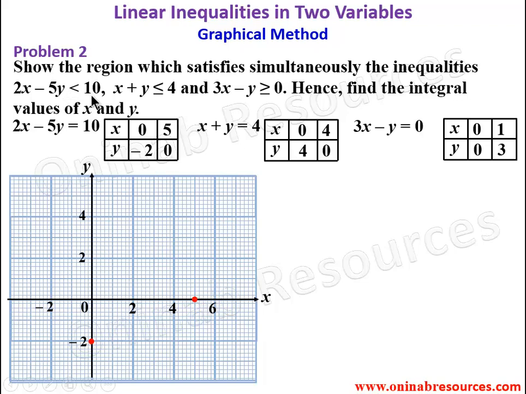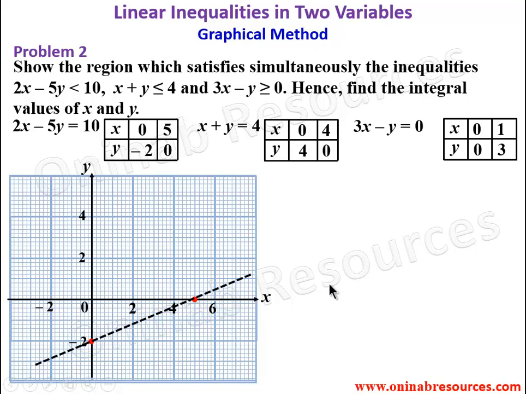And what type of line are we going to use? It is going to be a broken line because it is less than, not less than or equal to. Since it is just less than, we use a broken line. Then we join the points. So we've joined the points.